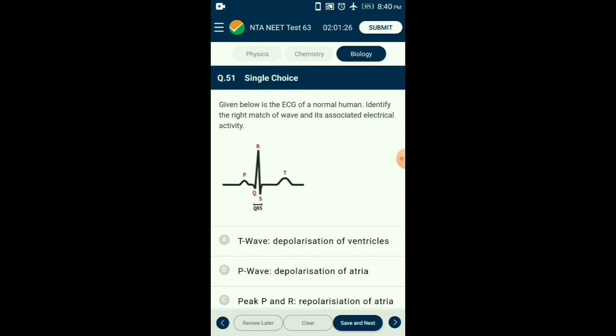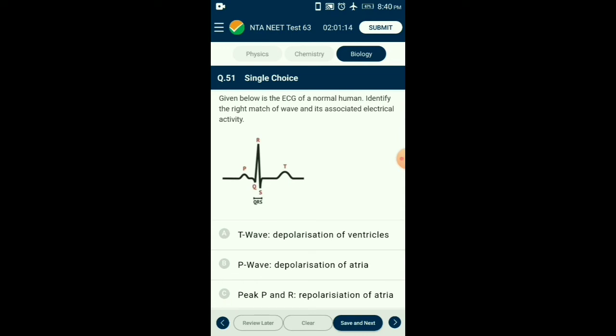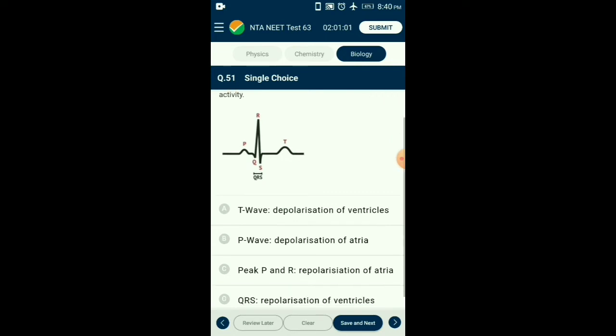P wave represents depolarization of atria, contraction of atrial muscles, which will distribute blood to ventricles. QRS complex represents depolarization of ventricles to distribute blood. T wave represents repolarization of ventricles, for example, relaxation of ventricles. So the answer for this question is option B. P wave, depolarization of atria.